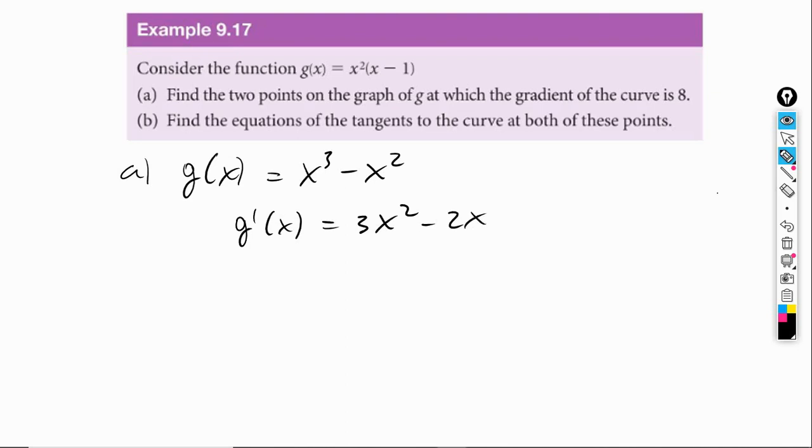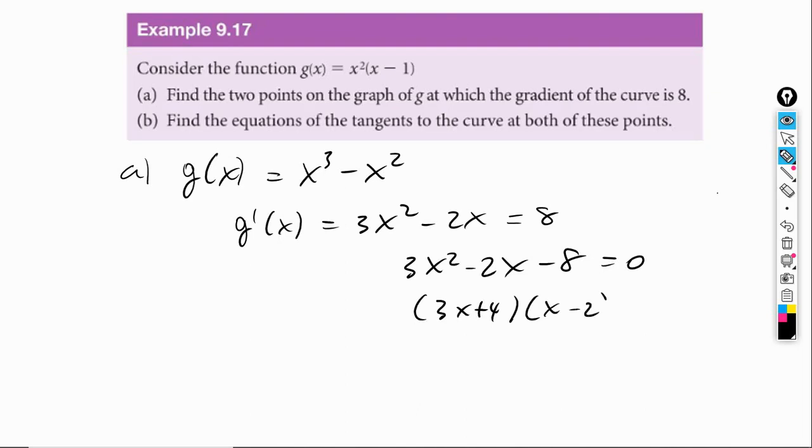So it says find the 2 points at which the gradient of the curve is equal to 8. So remember that the gradient of the curve is always given to us by the derivative. So if we equal this to 8, we will be able to find those 2 points. And notice that this is quadratic, so we can rewrite this as 3x squared minus 2x minus 8 equals 0. And then if we factor this, this is the same as saying 3x plus 4 times x minus 2 equals 0. So that means that for x equals -4/3 and for x equals 2, we will have a gradient of 8.